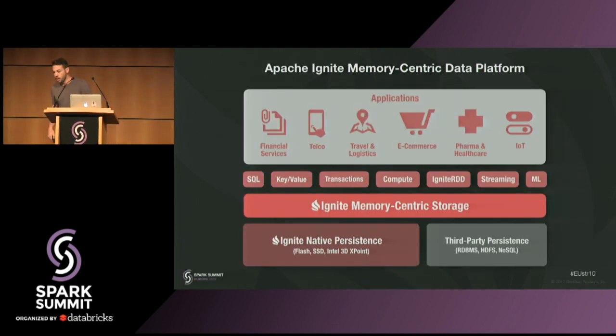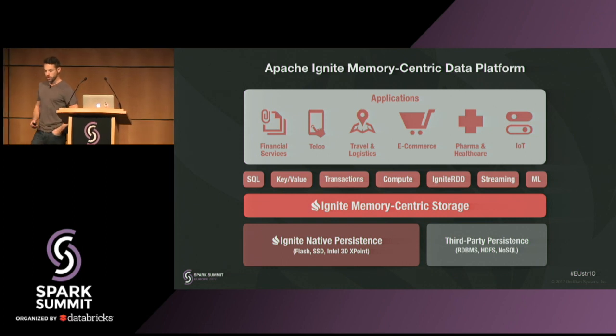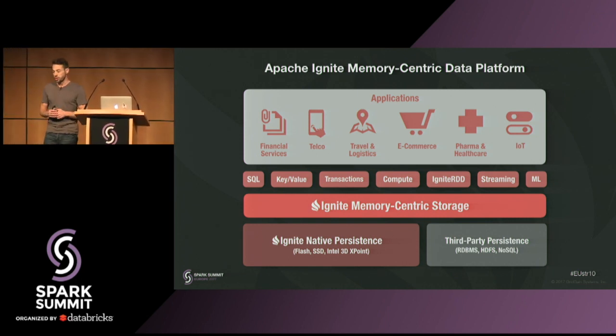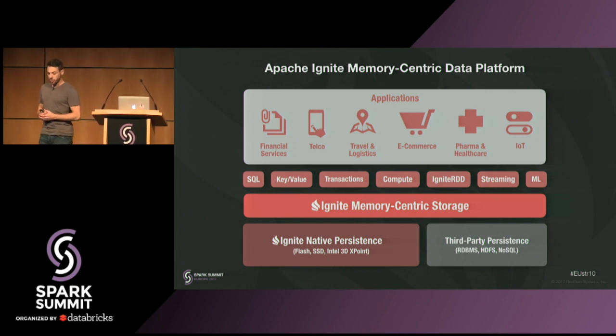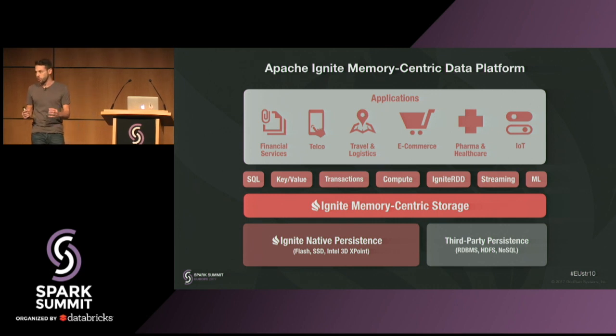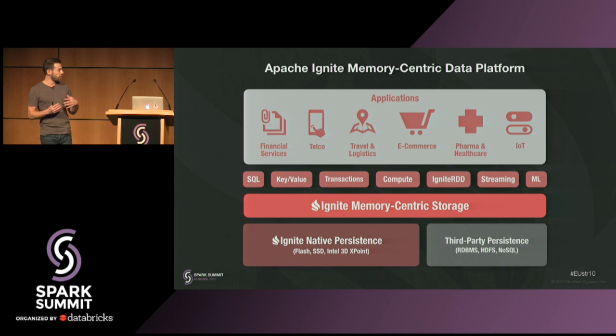It's pretty cool. Okay, so I like this view of a reference architecture diagram just to give you an understanding of what Ignite is and where it fits in. So if you think about it, Ignite at its heart, what we have is the memory-centric storage. So this is the ability to store data in a distributed way, right, in a clustered way, and having the ability to scale that linearly by adding nodes.